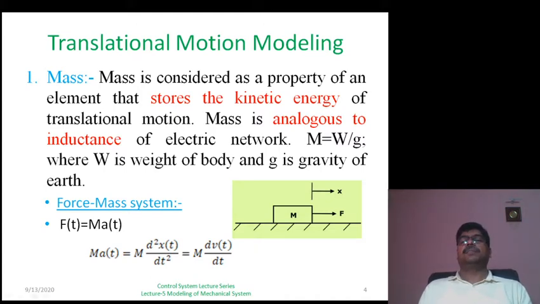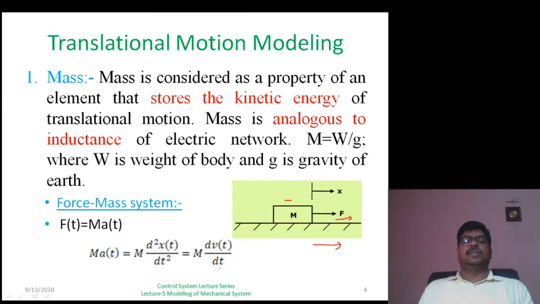As we know, mass may be W by g. Here in this diagram you can see this is the mass that is moving in this direction due to this applied force F. This applied force will be equal to the product of this mass and its acceleration in this direction. So you can write force equals mass into acceleration with time, so you can write m d squared x(t) upon dt squared, or in terms of the velocity, m dv by dt. So this is representing the force.